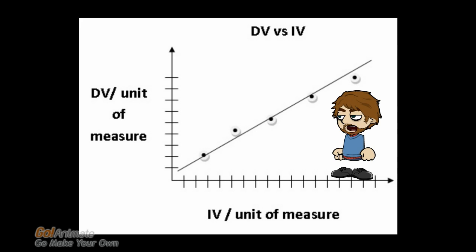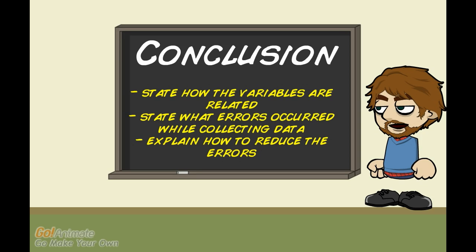The last step in experimenting is to explain what we have learned. This part of the experiment is called the conclusion. The conclusion has 3 parts. The first part is where we state how our variables are related. In this example we would say that the DV is directly related to the IV. We might also want to include 2 points from the graph to show that when the IV value increases, the DV value also increases.